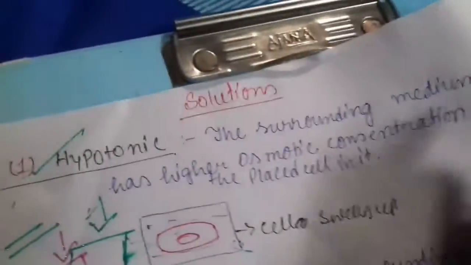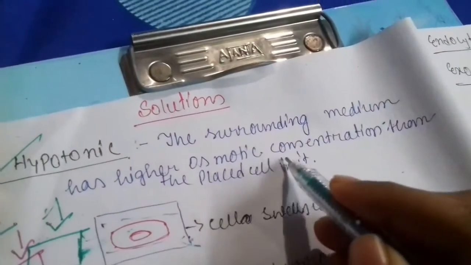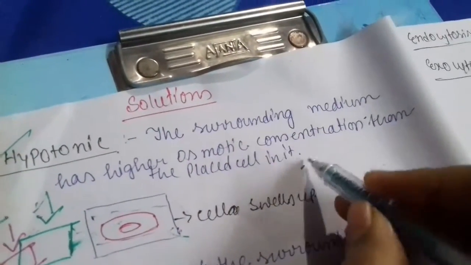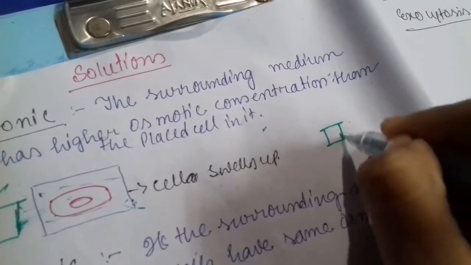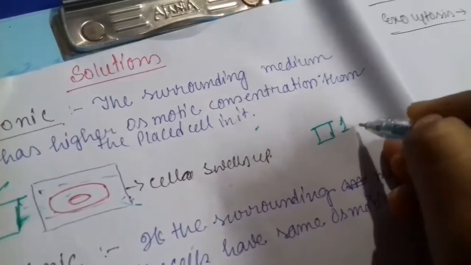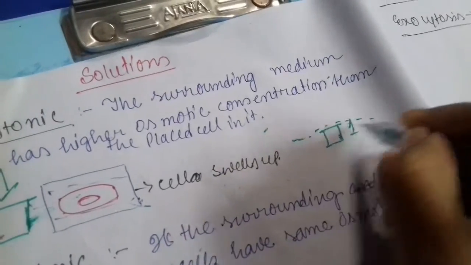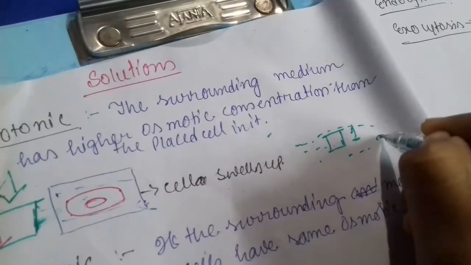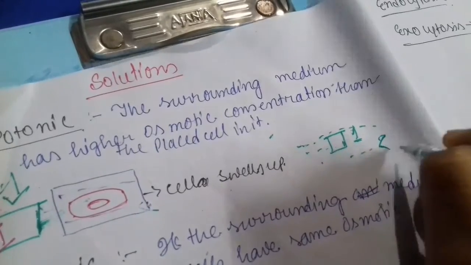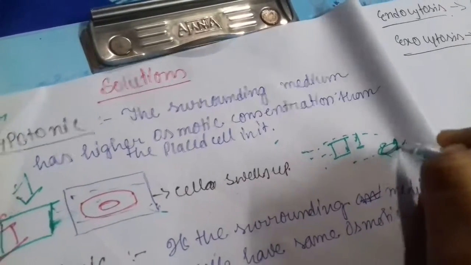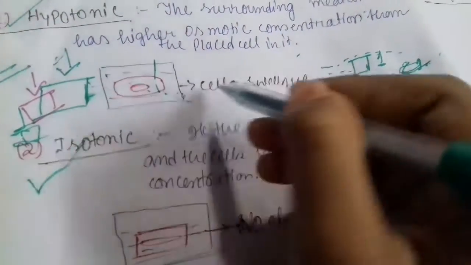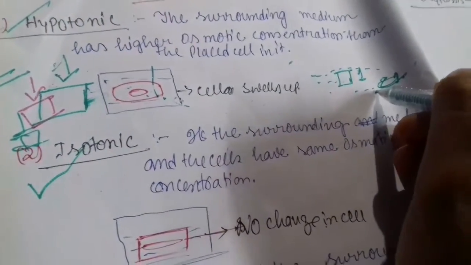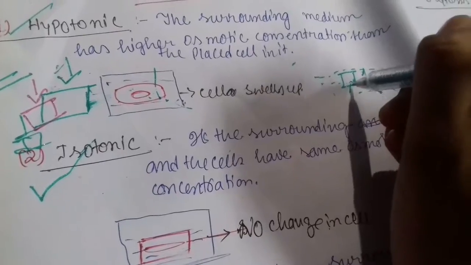So hypotonic: the surrounding medium has higher osmotic concentration than the cell placed in it. It means if the cell has the osmotic concentration 1, then the solution in which I have placed it should have more than 1, meaning 1.1, 1.2, etc. Then from higher concentration to lower concentration, water will go into the cell and swell it up.